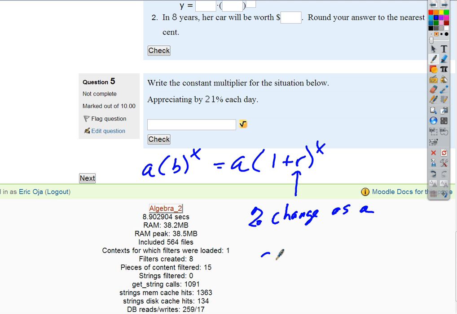as a decimal, right? So what's 21% as a decimal? 0.21, so I get 1 plus 0.21, and so this quantity right here becomes 1.21. That's it. Makes sense? That's all they're looking for.